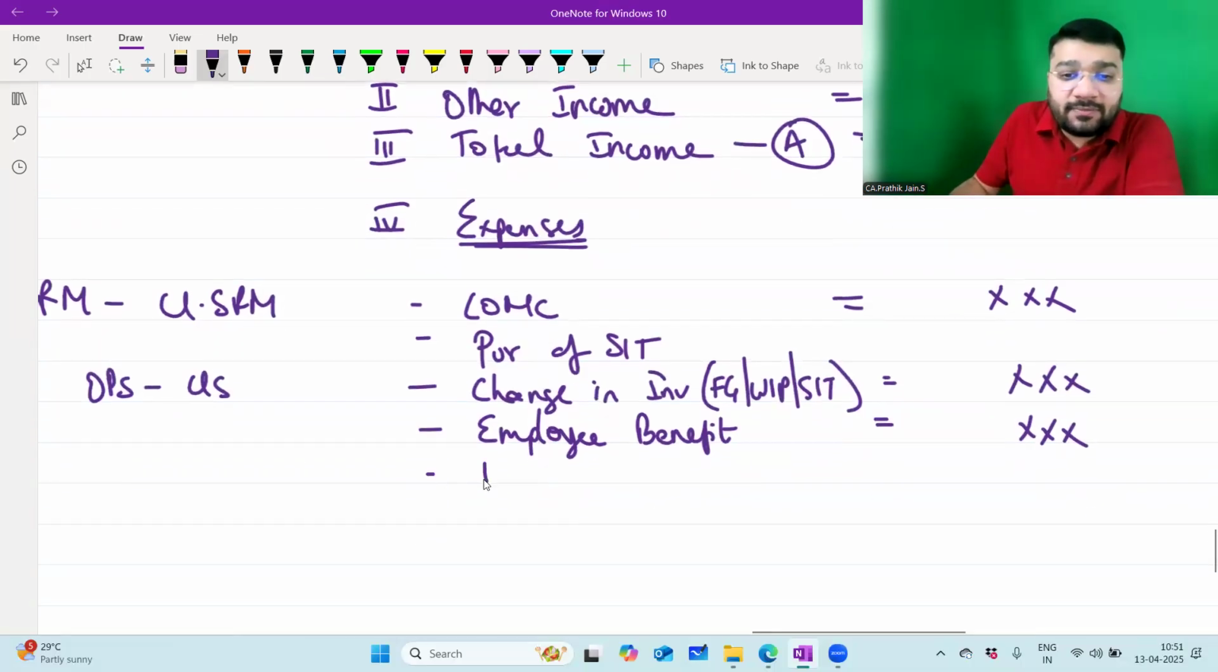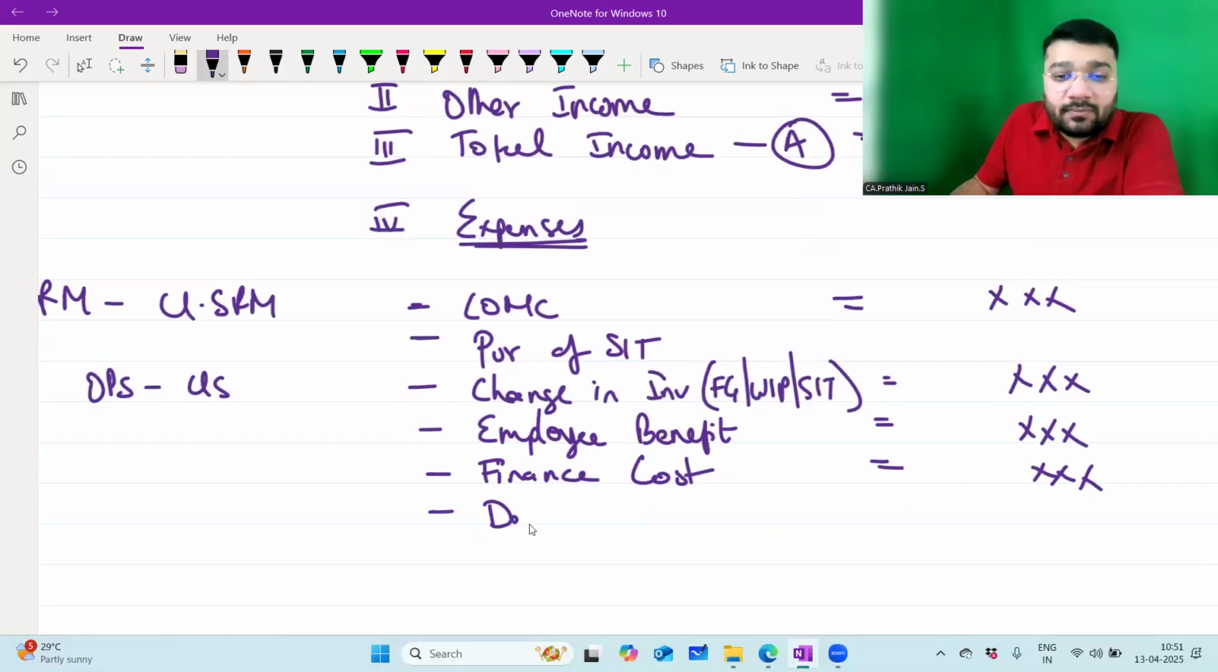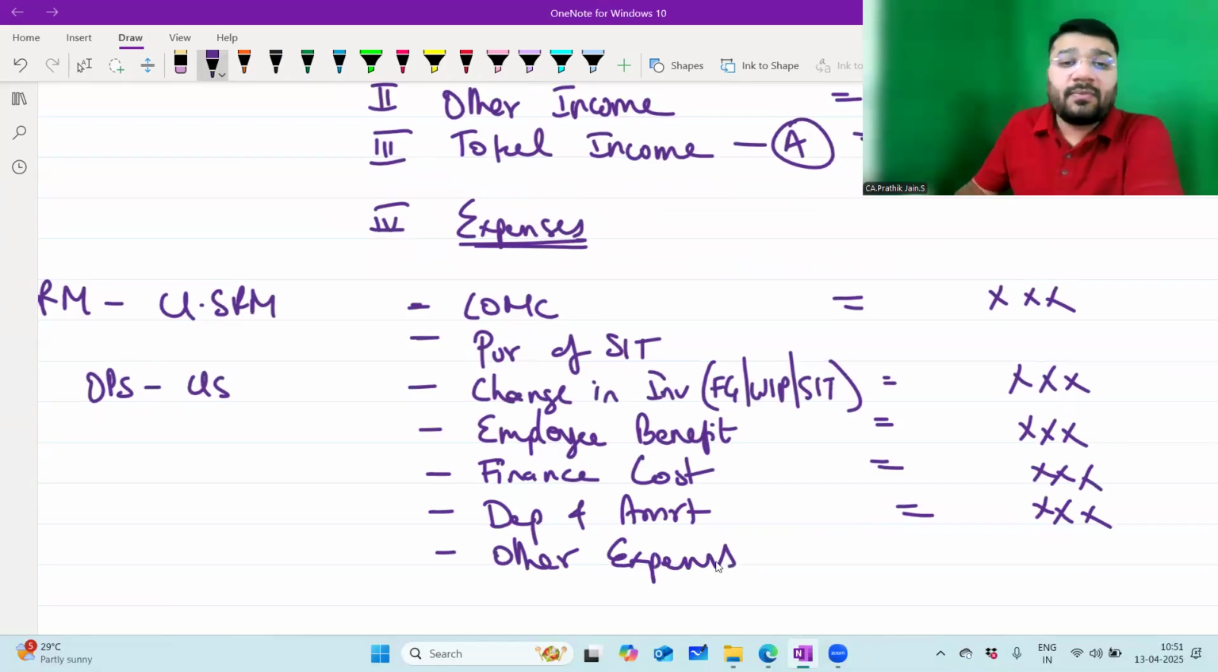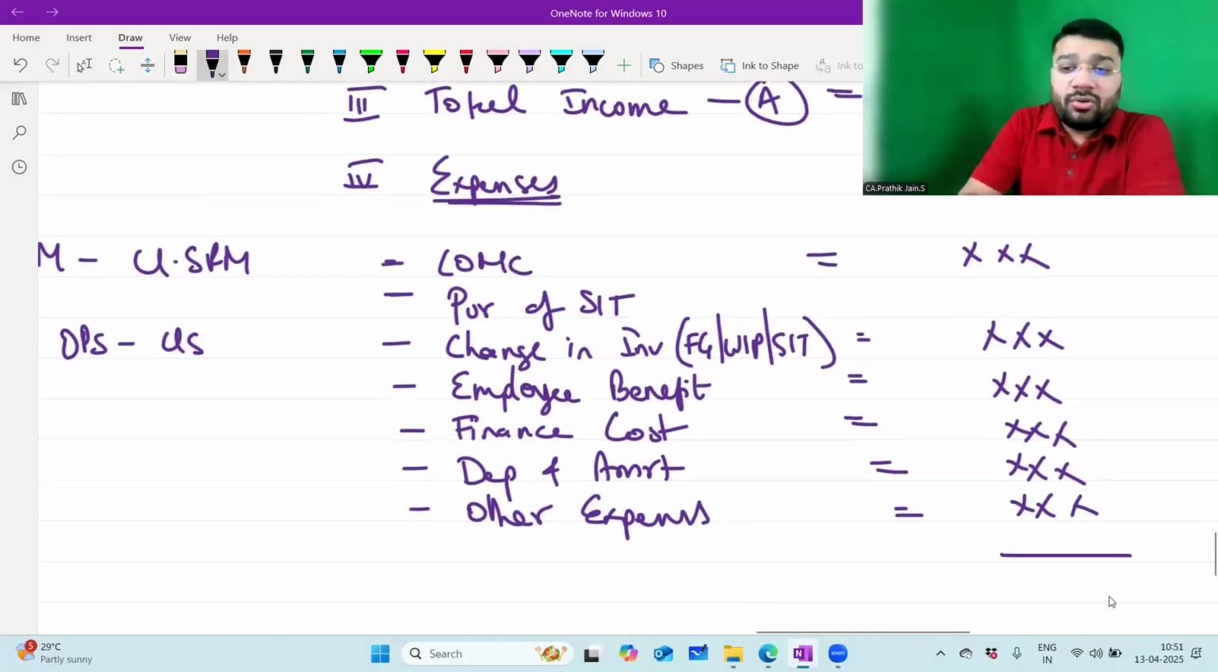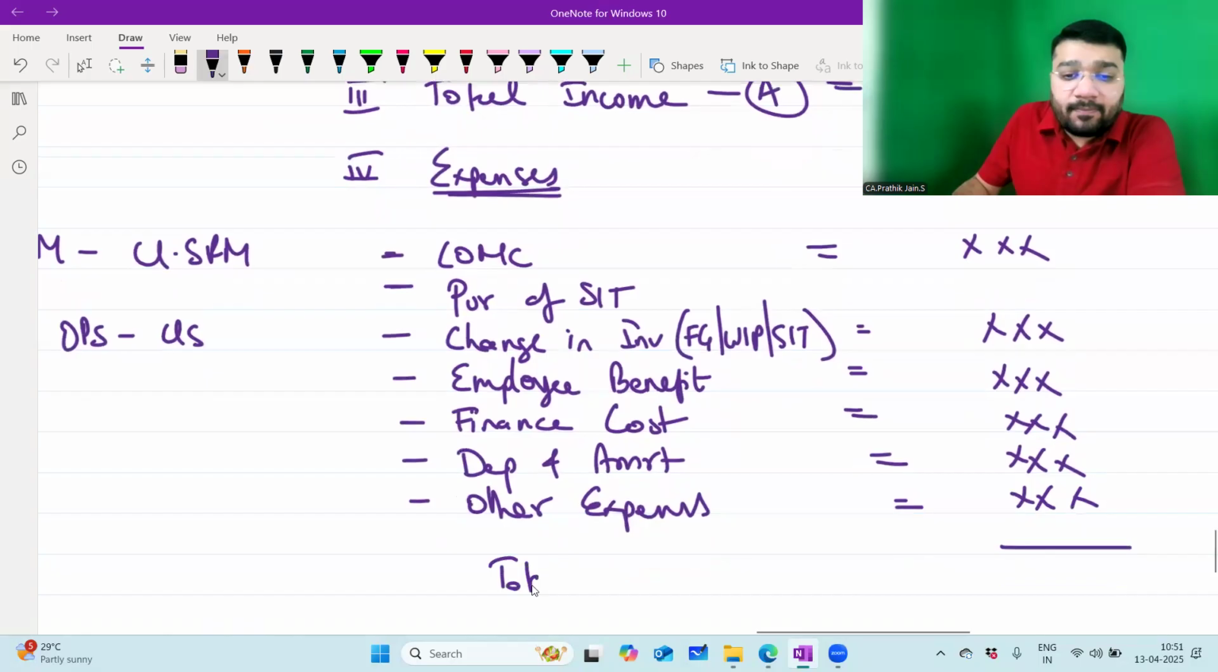Fifth one is finance cost. Then depreciation and amortization expenses. Other expenses, a residual category. Anything that does not fit in the above categories goes to your other expenses category. All of them put together is called total expenses.